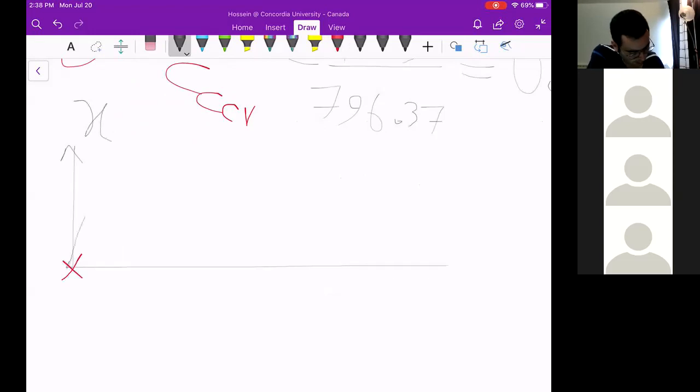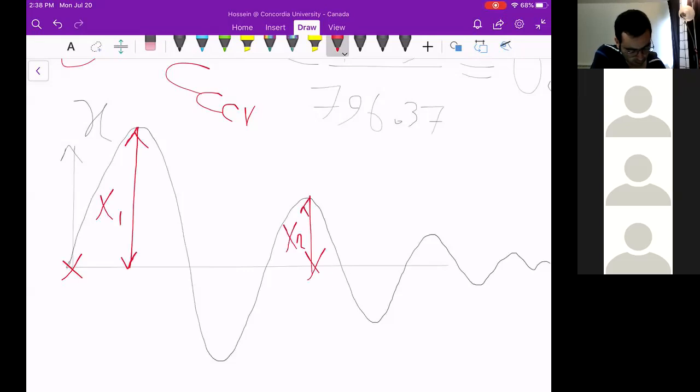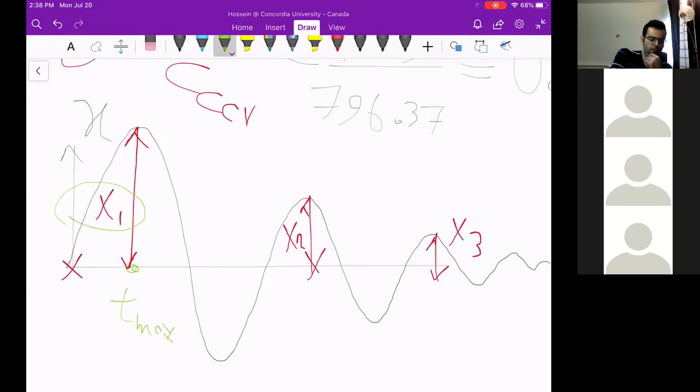It reaches the max, and since there's damping, the amplitude will decay. So the maximum amplitude is the first time that the response reaches the maximum. So basically, we are looking for x1, not x2 or x3. Maximum amplitude is x1, and the corresponding time at which we reach this point.